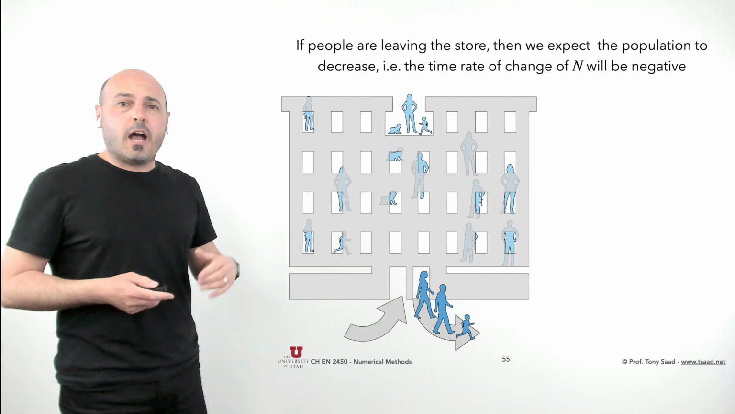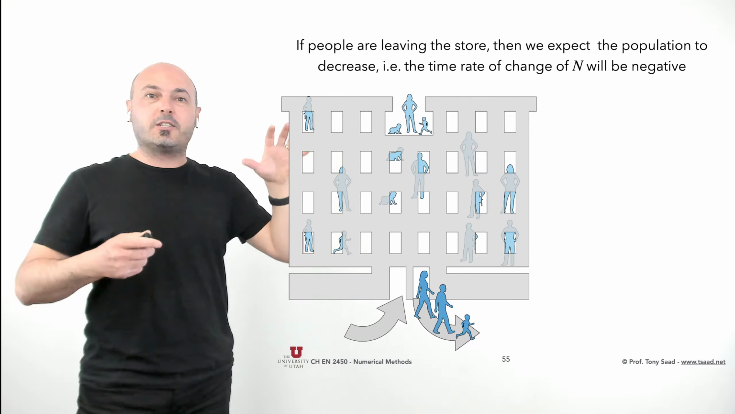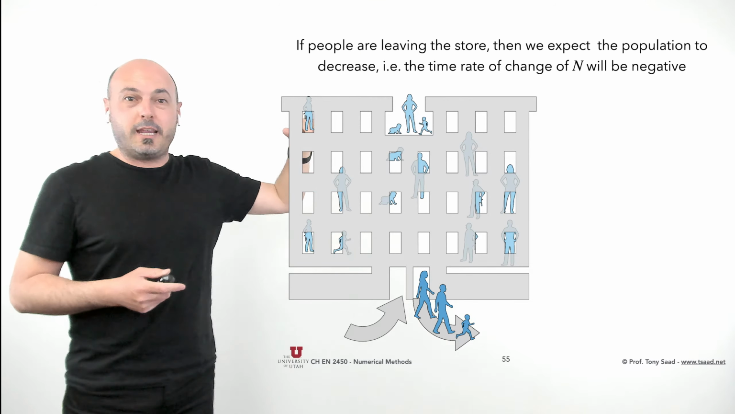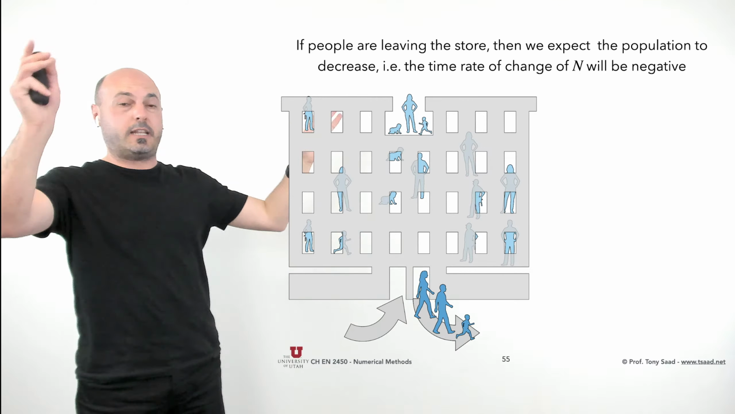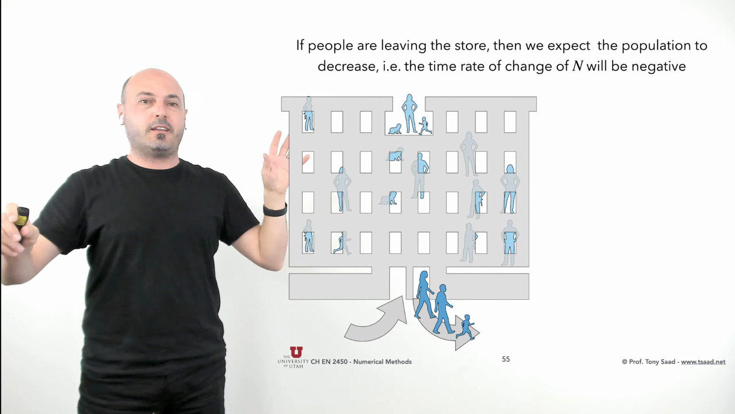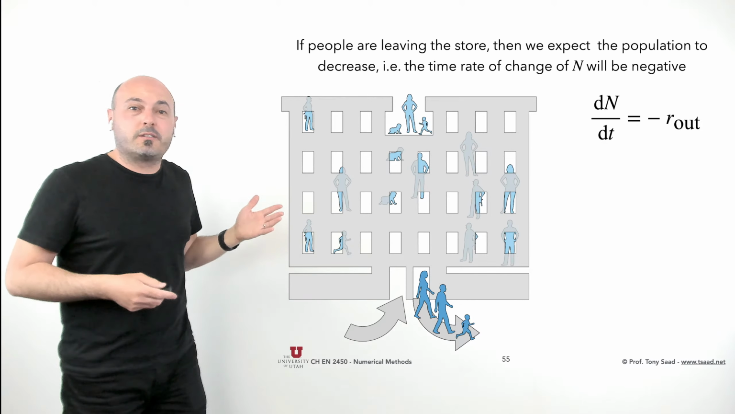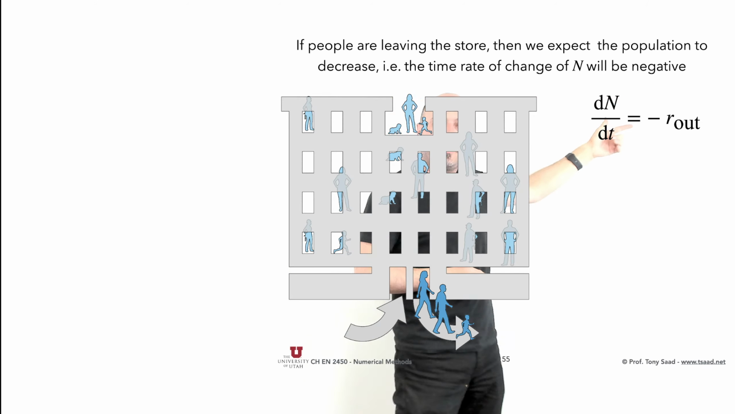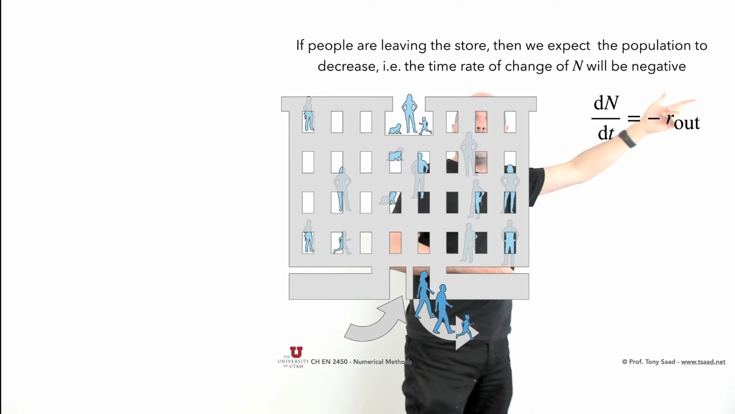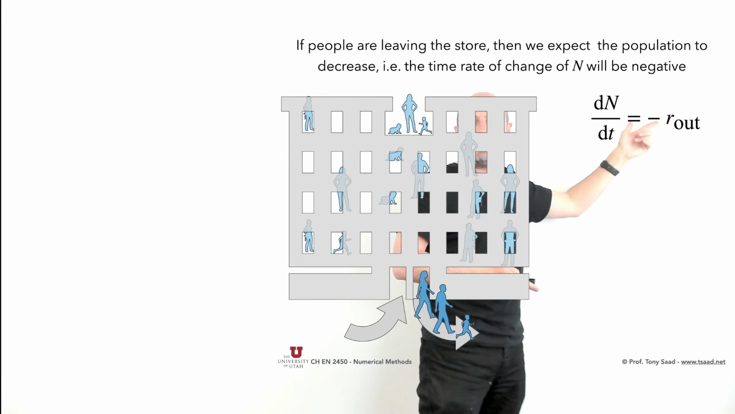Now, if people are leaving the store, then we expect the rate of change of the population in the store to be negative, right? Because it's shrinking, the population is going down. If people are leaving, we expect that rate of change to be negative, okay? In other words, this would look like this: dN by dt, the rate of change of the population, is minus the rate of people going out. Now, clearly, that rate is a positive number, and that's going to be an implicit assumption over here.